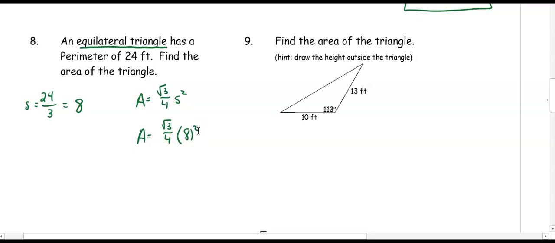So in your calculator, do not put the root 3, so you can just do 8 squared, which is 64, divided by the 4, the denominator, and we get 16 root 3 feet squared.